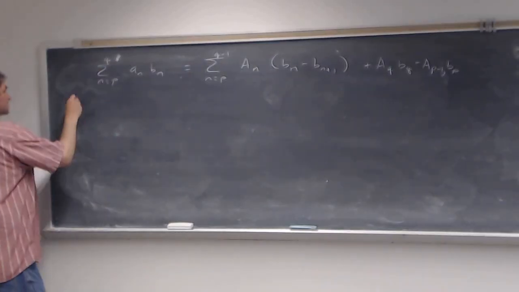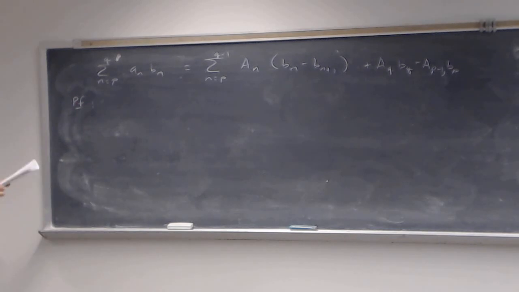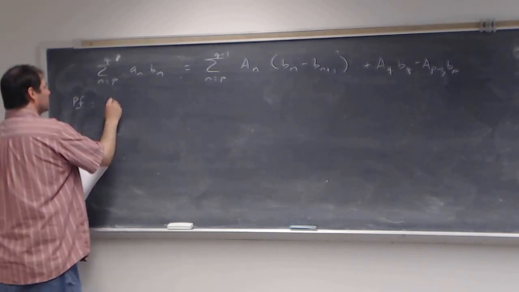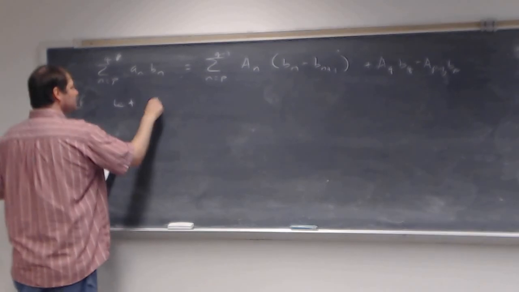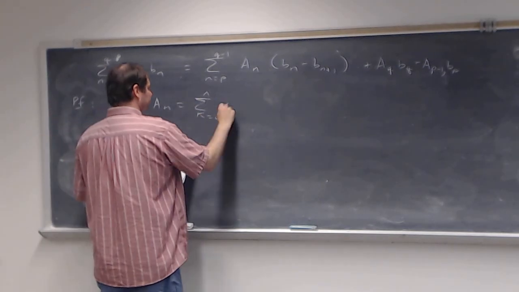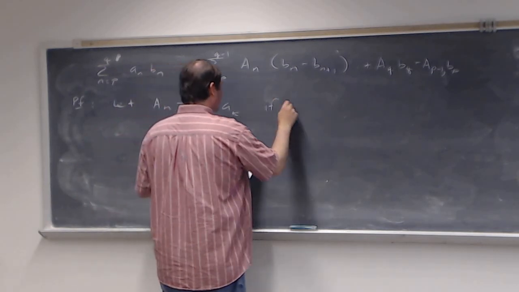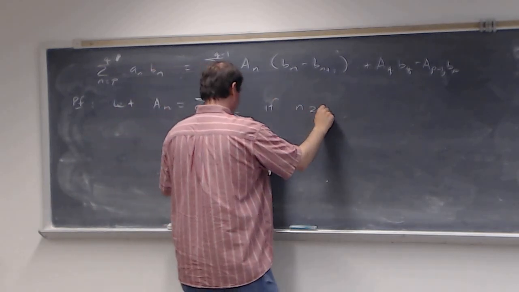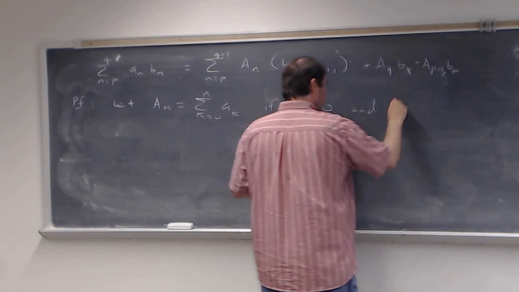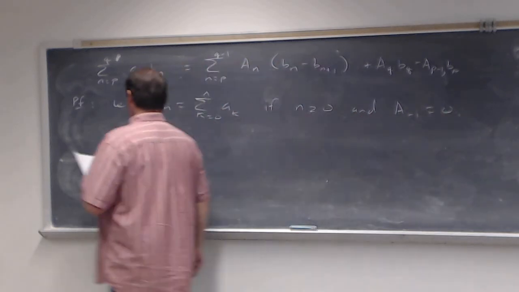Okay, so let's look at the proof. We're going to let A sub n be equal to the partial sums of the little a's. And that's what we're going to have if n is greater than or equal to 0. And we're going to put A subscript minus 1 equal to 0.